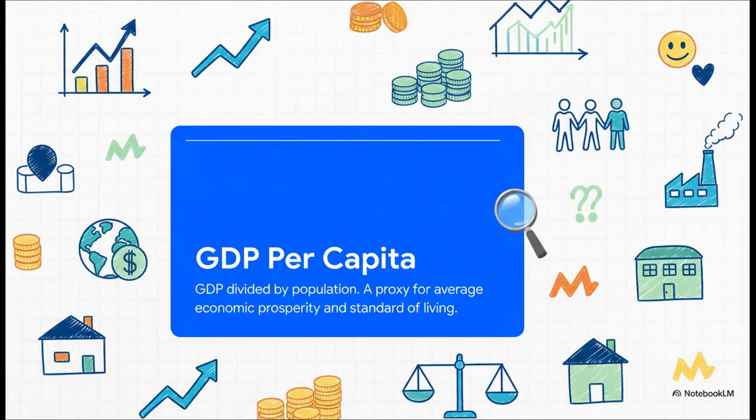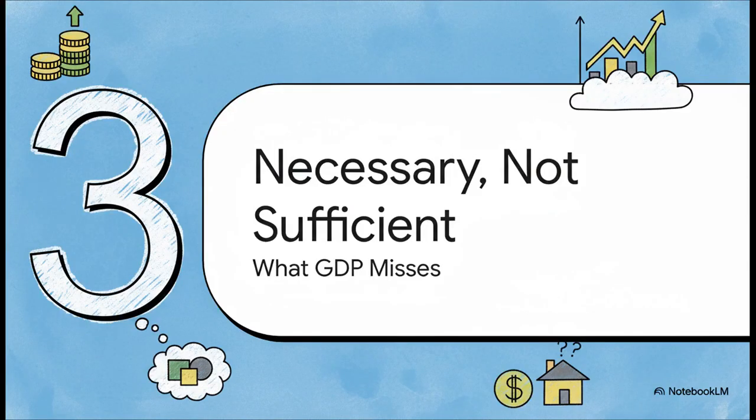Now, since the total GDP number is, well, astronomically huge, economists try to bring it back down to a more human level with something called GDP per capita. The math is simple. You just take that big GDP number and divide it by the number of people in the country. The idea is to get a rough sketch of the average person's standard of living. But, and this is a big but, that word average can hide a whole lot of details, as we're about to see.